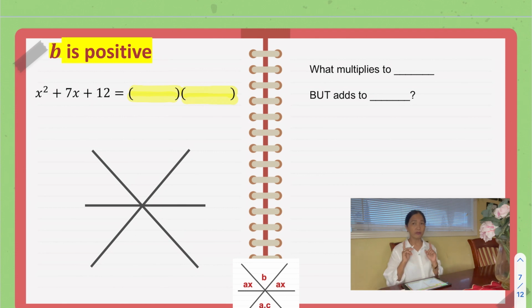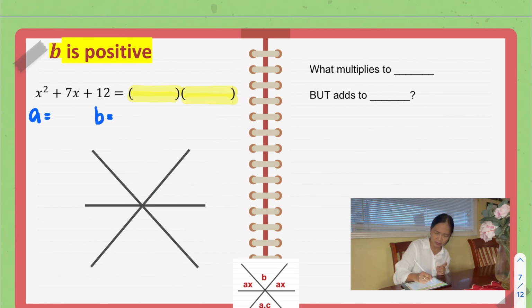Now, if you are a visual learner, it is important that you identify first the values of a, b, and c. But if you are not, you may skip this step. So again, a is equal to 1, the coefficient of your quadratic term. B is equal to 7, coefficient of your linear term. And c is your constant term, which is 12.